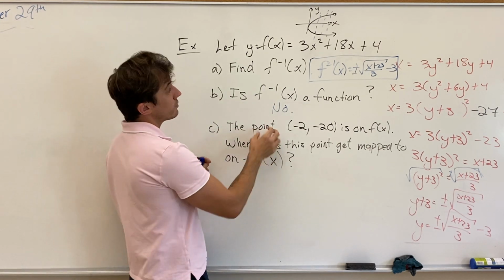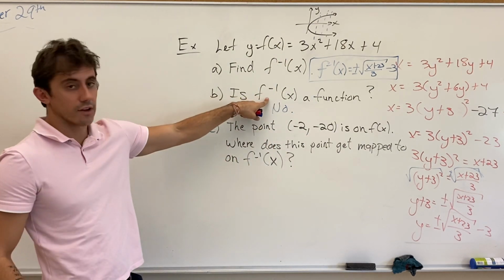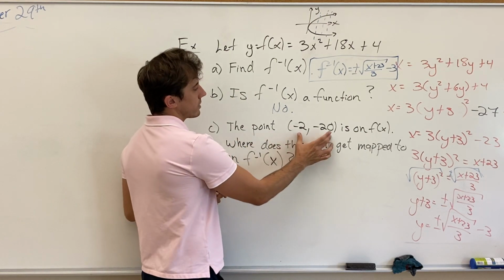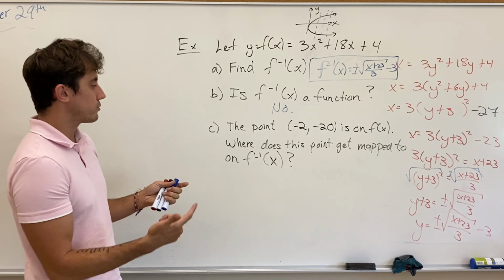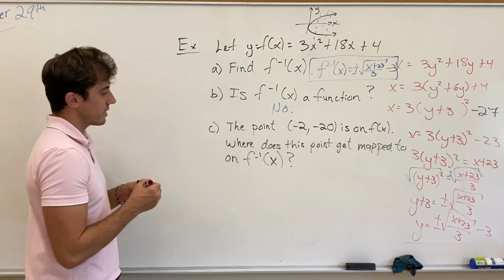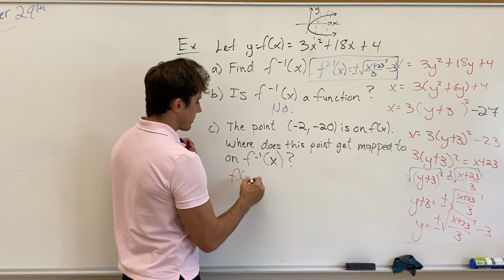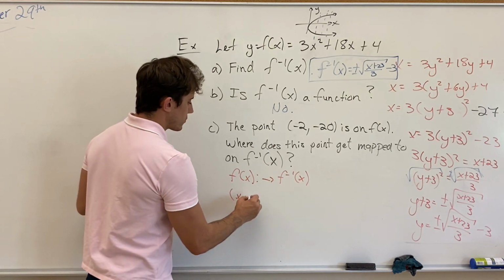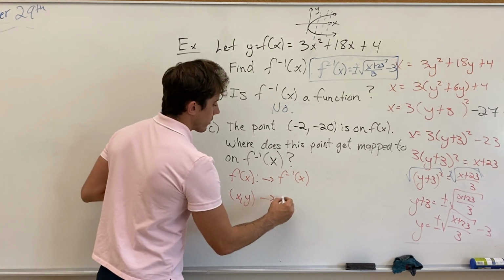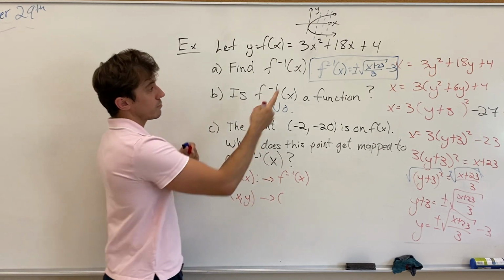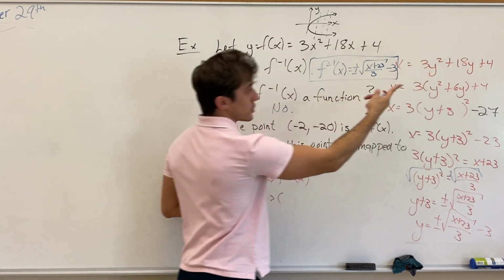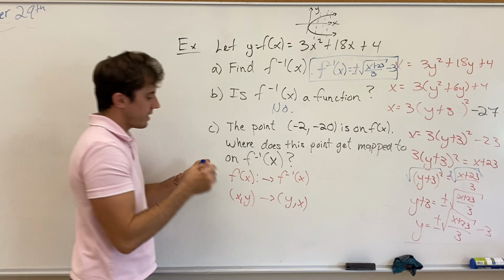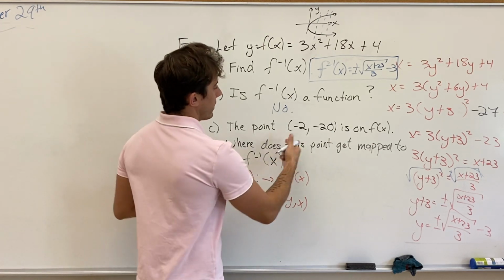Now finally, if we do decide to graph both, even if f inverse of x is not a function, we can still graph it. It's still a valid relation between x and y. And so if the point negative 2, negative 20 is on f of x, where does this point get mapped to on f inverse of x? Well, we know that a mapping from f of x to f inverse of x simply sends a point (x, y) on f of x over to, we simply swap x and y, right? That's how we started in the beginning. To actually get the inverse relation, we just swap the x and the y. And so (x, y) becomes (y, x). And with that mapping rule in mind, we can apply it to this very specific point.